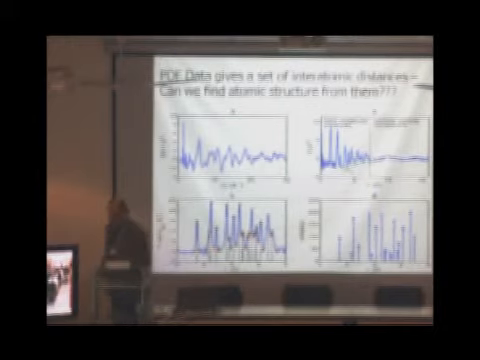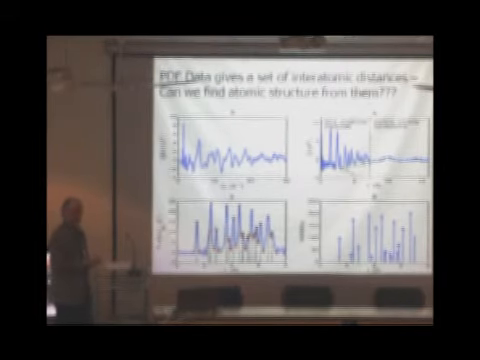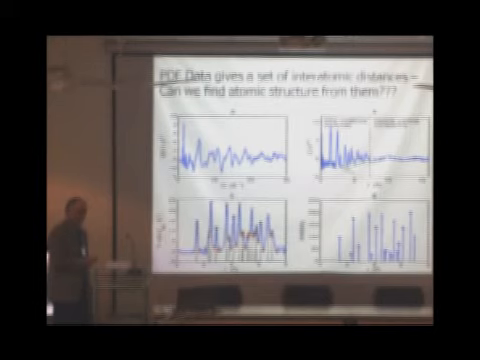Where do you get these interatomic distances from? Well, there are a variety of techniques, but one that we've been using as a test case is called the pair distribution function analysis, which is extracted from powder diffraction data. So this is powder diffraction data. You invert it, you get a pair distribution function, and it turns out that the peaks in this pair distribution function are locations of interatomic distances.